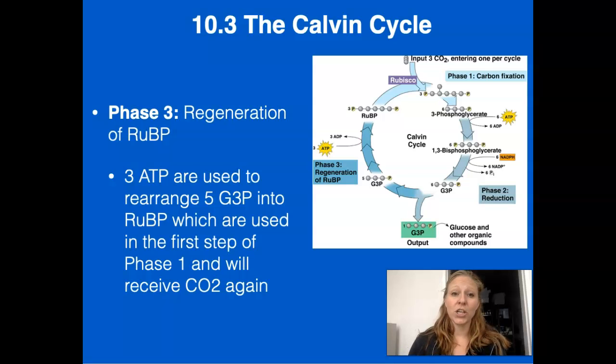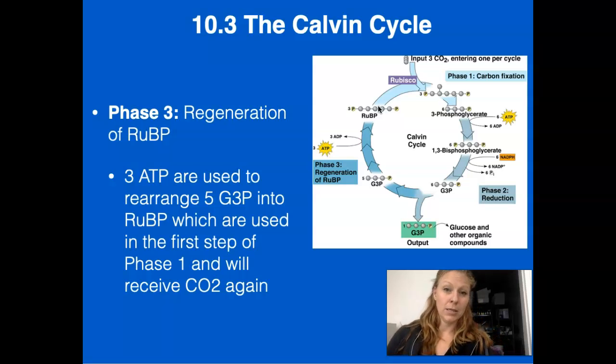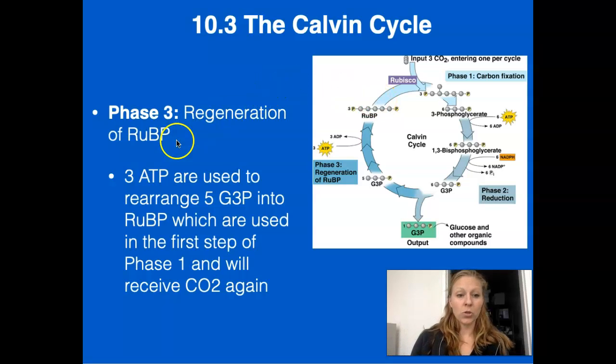Phase 3 is regeneration of RuBP. So we've made our G3Ps right here, and we're now going to start making our RuBP again to go back into the beginning of the cycle. So 3 ATPs are used to rearrange the 5 G3P molecules. So those were the sugar molecules that we said are going back into the process. Here they are. So we're using 3 ATP molecules to rearrange those 5 G3P molecules into RuBP, which will then go back into the cycle and be attached to a carbon dioxide. And the cycle starts over again.